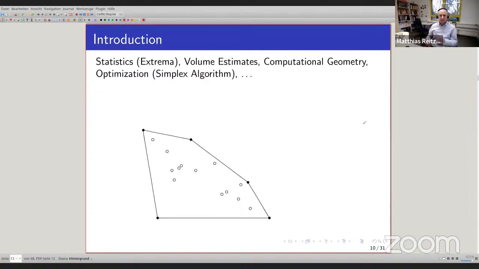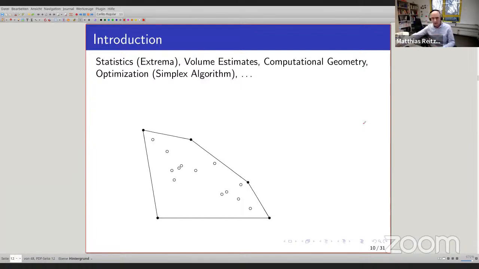Why is one interested in these things? And the first motivation maybe is what I have shown you in the one-dimensional case. So we have used the order statistics. So when we were interested in the extreme points of a random sample, and this is something which is of interest, and the extreme points in higher dimension are just the vertices of the convex hull, and this will be of interest tomorrow in my second talk.